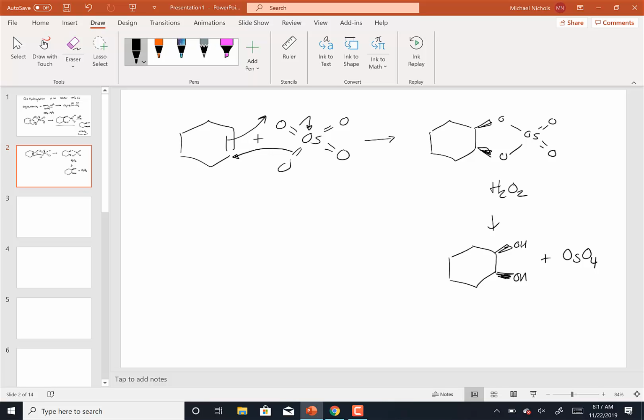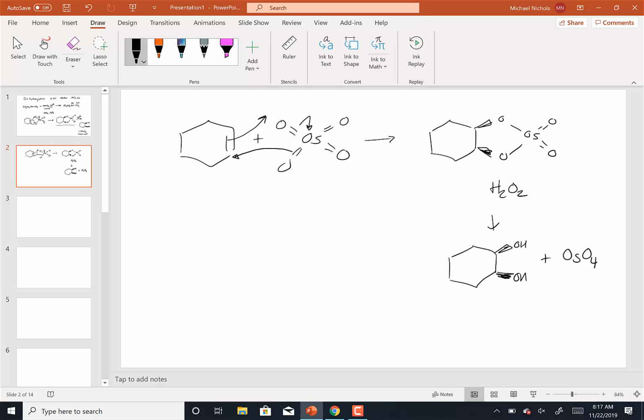So either one of these reactions is fine to add the 2 OHs, but they both look very similar. They form a 5-membered ring. That's why it's 100% cis hydroxylation. Everybody okay with that? So both of those can be used to add two OHs, 100% cis.